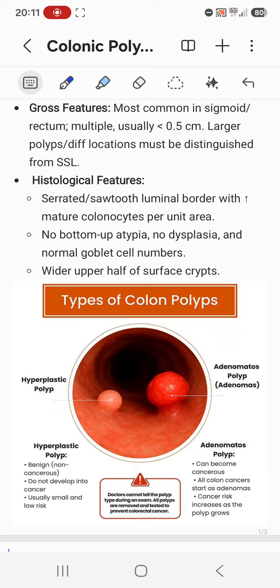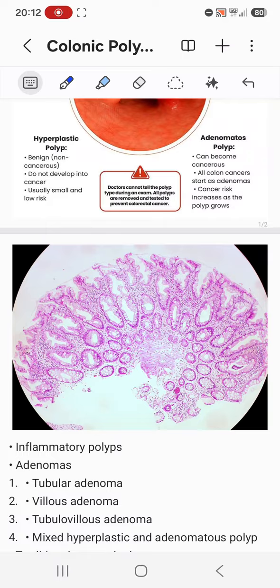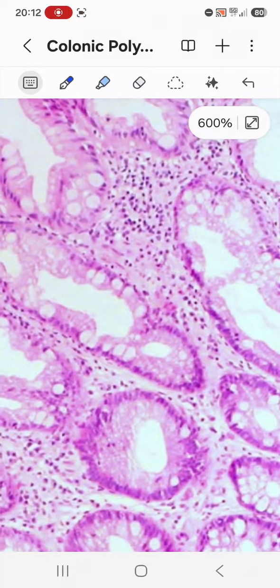Now, the important thing to remember is that there is bottom-up atypia. Apologies, it's actually bottom-up atypia, where you'll find that the bottom part of the crypt is mostly where these proliferation centers are active. So they call it atypia.